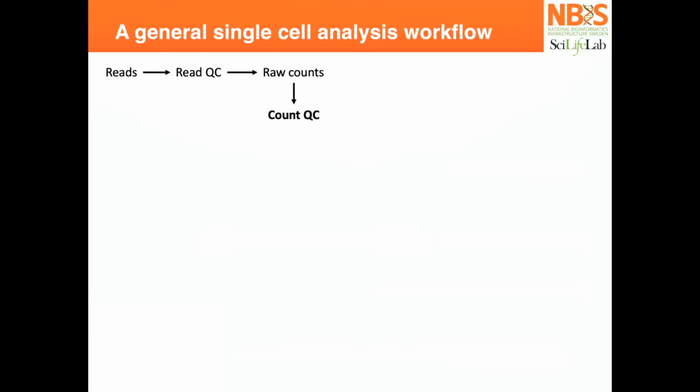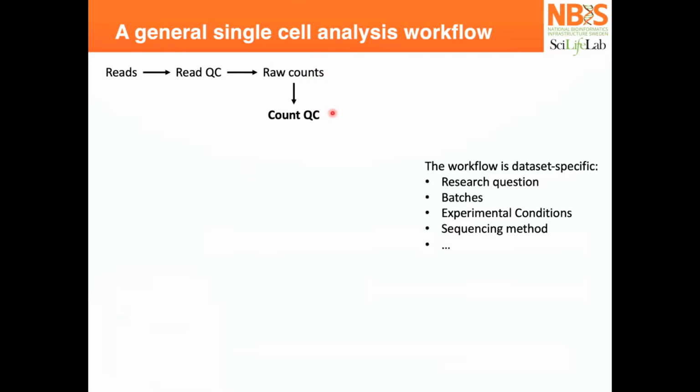So basically what we have done so far is to gather the reads, do some QC, get the raw counts and the count QC. But the workflow for each data set is quite specific, and depends on the research question, the batches, experimental conditions, sequencing method, and so on. So now we also have the normalization step. And from that, you do principal component analysis. And from that, you will do TSNE and UMAP. PCA, TSNE and UMAP are the dimensionality reduction techniques that I'll talk about today.